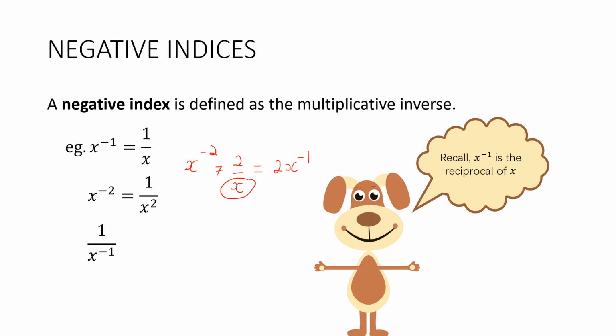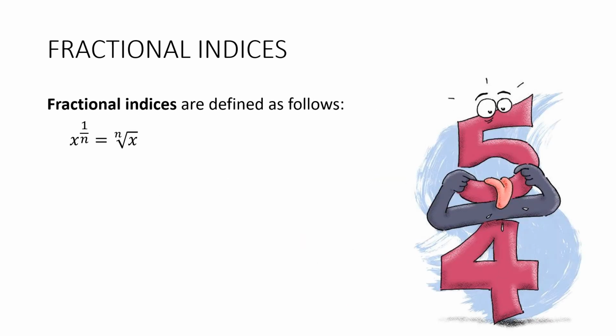Now here's another question. What do you think 1 over x to the negative 1 is equal to? It's kind of the inverse of the inverse, if that makes any sense. It's actually equal to x. Have a look. 1 over x to the negative 1, which is the same as 1 divided by 1 over x. And let's keep, change, flip. It's equal to x.